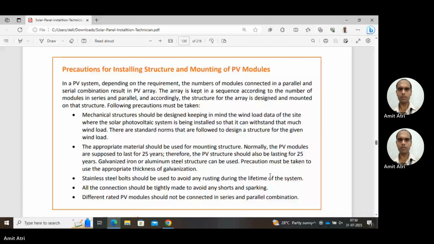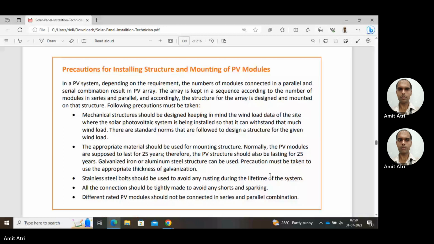Now, all the connections, this we have discussed. Different rated PV modules should not be connected in series and parallel combination, because that will directly affect the total output obtained from the panels. In series or parallel combination, the rating of the modules should be in proper synchronism. If one is more and one is less, then we will not connect it with other modules. They should be similar. The rating should be up to the same specified level which we want as an output.